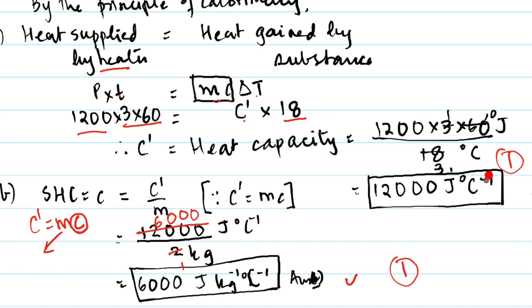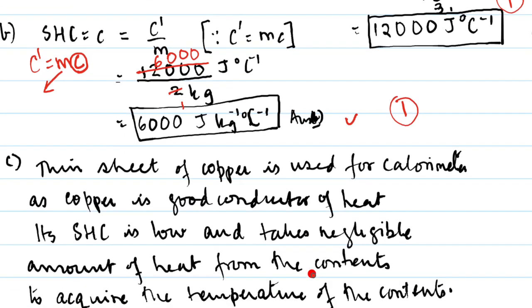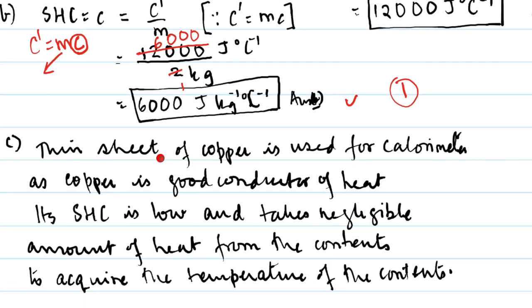This is for 1 mark, and then we come to what is calorimeter made of. So it is made of thin sheet of copper, and that is our 1 mark. And why? Because it's got less specific heat capacity and it takes negligible amount of heat from the contents to acquire the temperature of the contents.